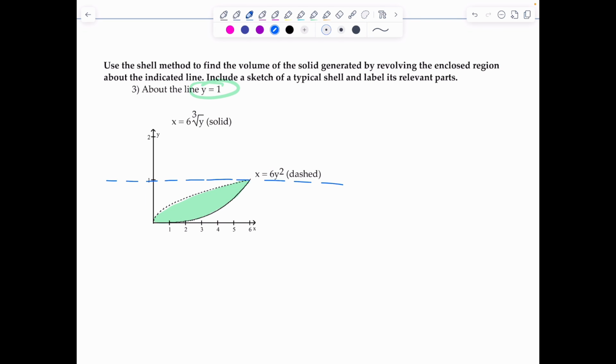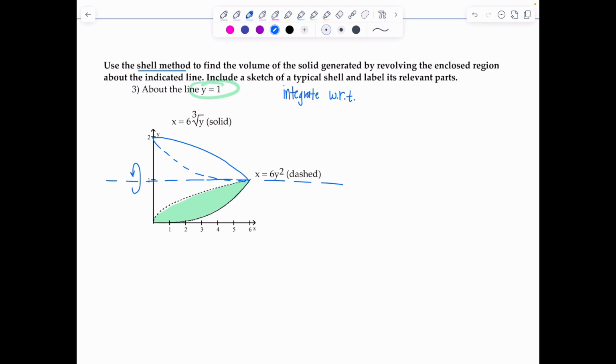So here's y equals 1. We're spinning it around y equals 1. So it's going to reflect like this. Okay. And we're using the shell method. So when you use the shell method, you peel parallel to the axis of revolution. So I'm peeling in the y direction. So I'm going to integrate with respect to y.